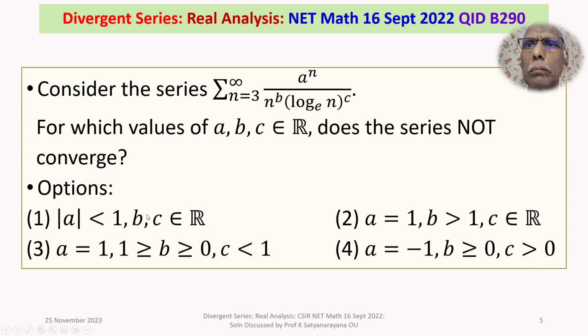greater than 0. So we are given this series sigma n equals 3 to infinity a to the power n by n to the power b into log n to the base e to the power c, and we have to discuss for which values of a, b, c belonging to R this series is not convergent.